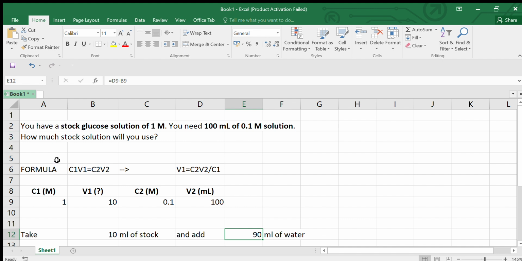This is a very simple way to calculate how much stock solution to be taken. So when you are studying in your undergraduate studies or in your school, you will always need such kind of calculations. So do come back for more. We will be going through many more such calculations again with the help of Excel.